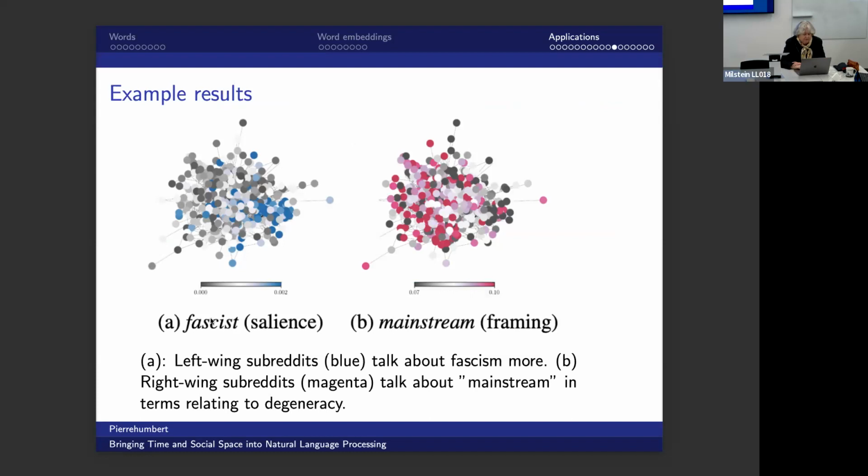Fascism is discussed much more on the left. You've got this little bunch of blue nodes that discuss fascism more. They just do. The word mainstream is used by both sides, but on the right, mainstream is discussed as related to moral degeneracy. That is, the mainstream is deemed to be morally degenerate, and that's showing up here.